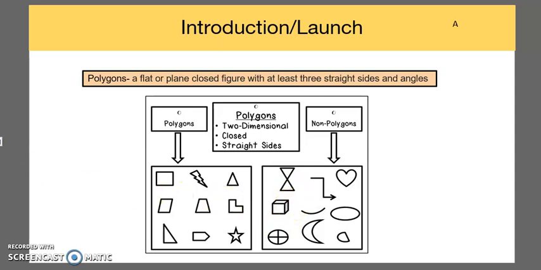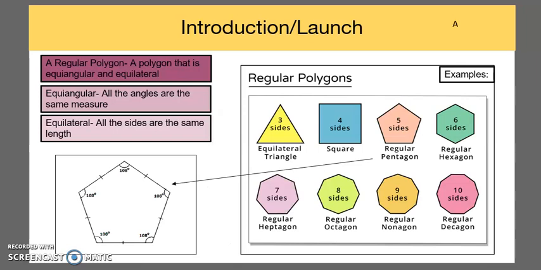Next, we're going to look into what regular polygons are. A regular polygon is a polygon that is equiangular and equilateral. Equiangular, if we break up the word, means equal angle, so all the angles are the same measure. In this diagram of a regular pentagon, we see that each of the angles is 108 degrees, so they're all the same measure.